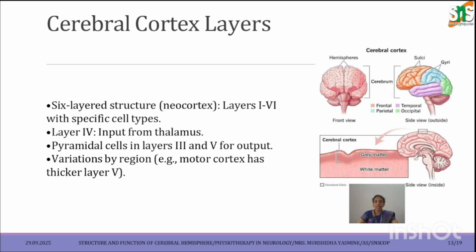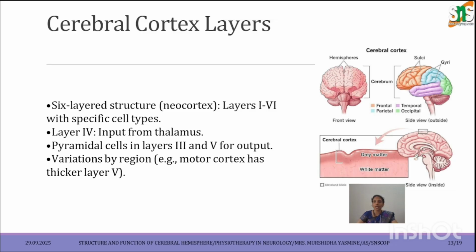Next, coming to the cerebral cortex layers. What are the layers that make up the cerebral cortex? It is a 6-layered structure, layer 1 to 6, with specific cell types. Layer 4 is the input from the thalamus, and the pyramidal cells are located in layers 3 and 5 for the output. So variations by region can happen. For example, the motor cortex has a thicker layer 5.